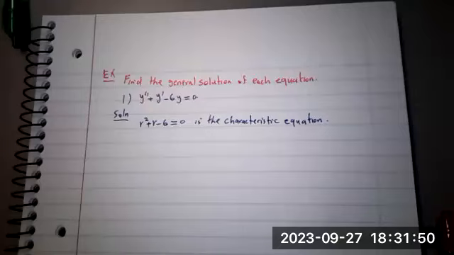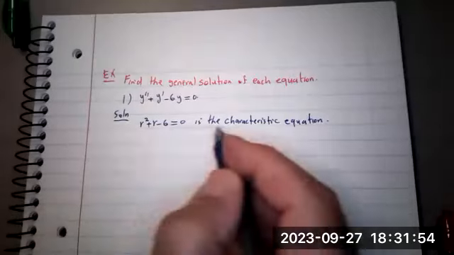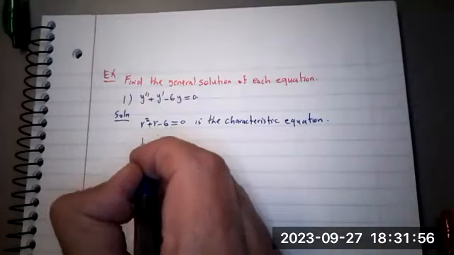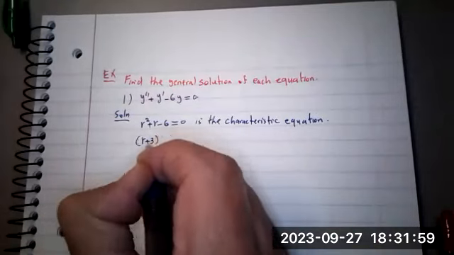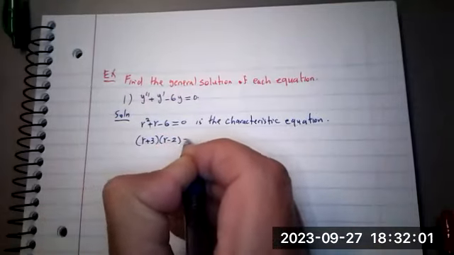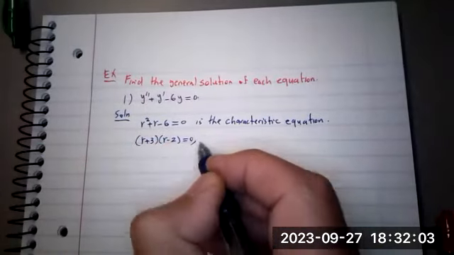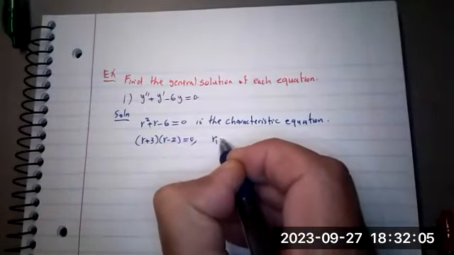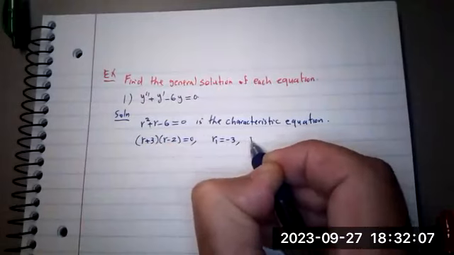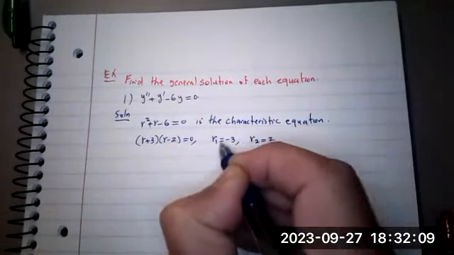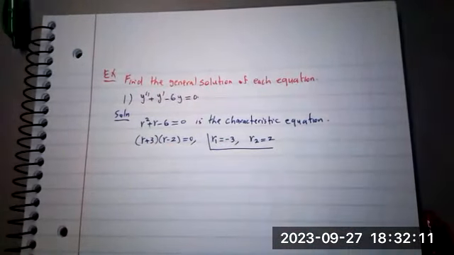Okay, that's it. Solve this equation, factoring most of the time. This is easy to factor, okay? So that gives you r plus 3 times r minus 2 equal to 0. So we get solutions. You may call r1 equal to -3 and r2 equal to 2. That's it. You have two distinct solutions.